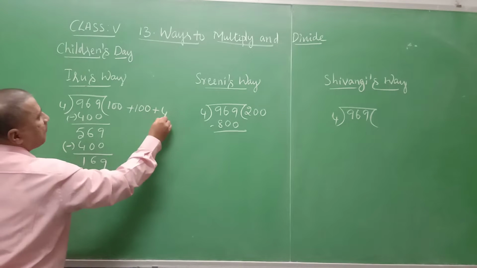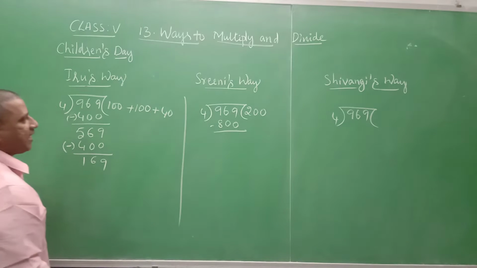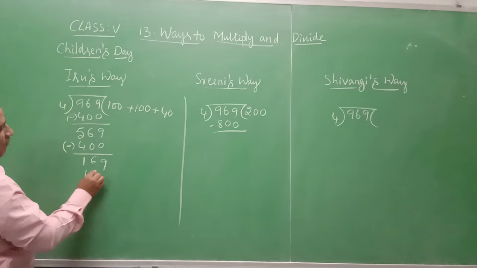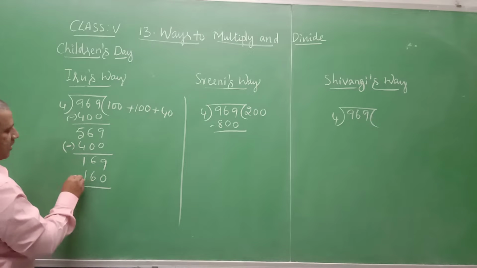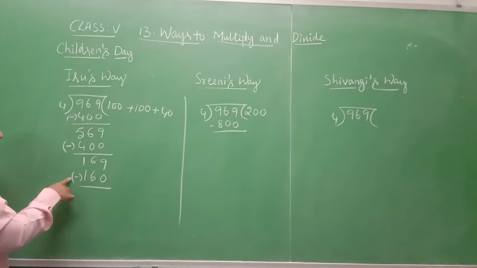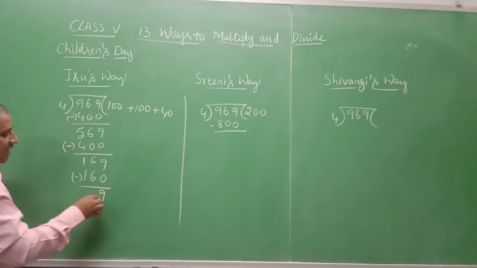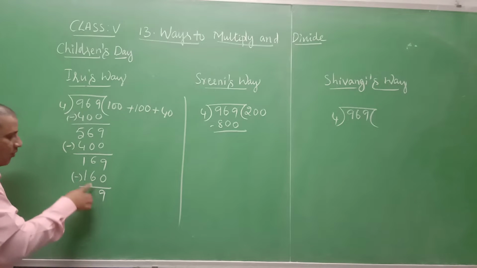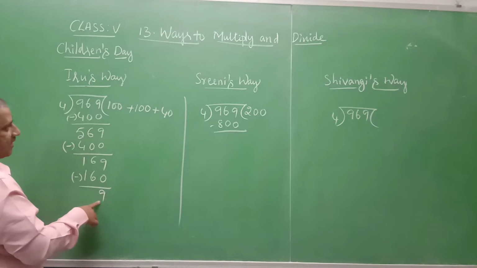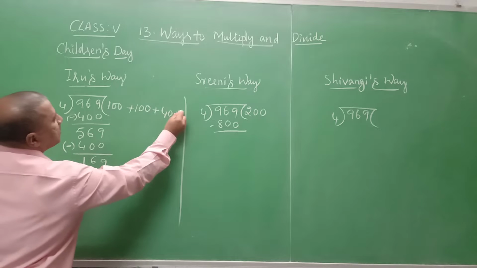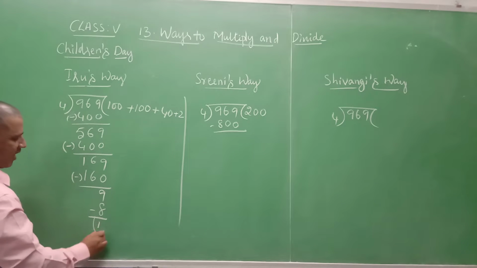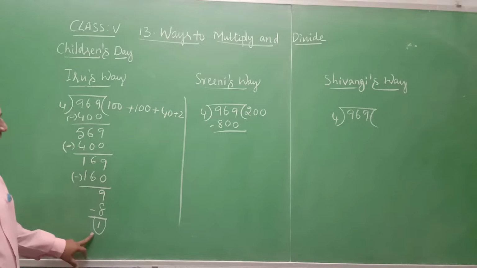Now he did 40 times. 4 into 40, 4 fours are 16, so 160. Now he subtracted: 9 minus 0 is 9, 6 minus 6 is 0, 1 minus 1 is 0. No need to write those. Then 9 is there. So he did 2 times again. 4 twos are 8, and subtracted. So 1 is left. He did it in this way.